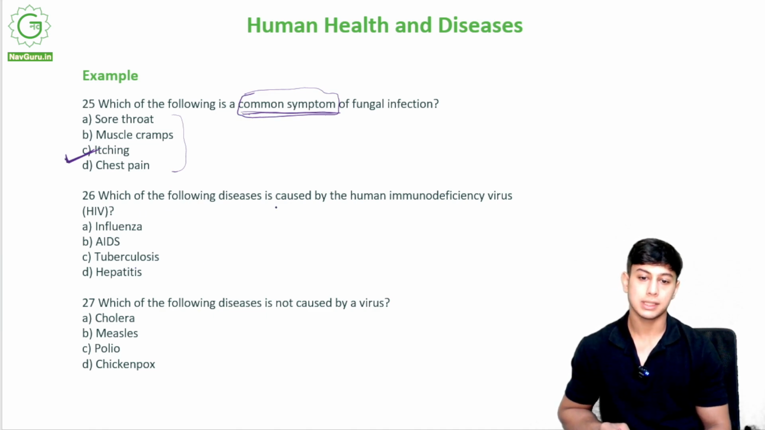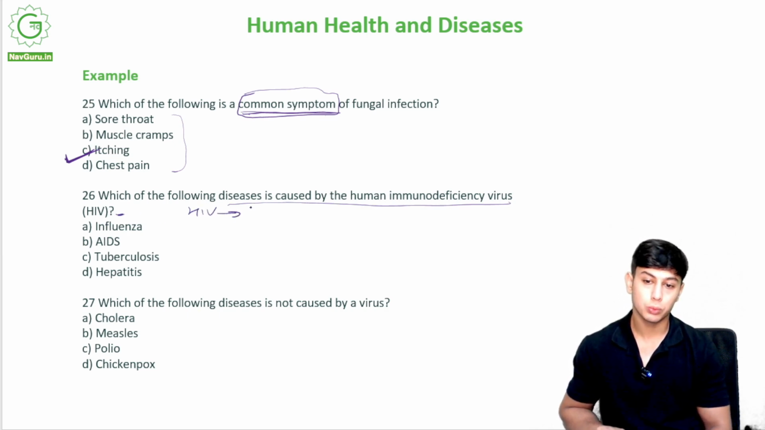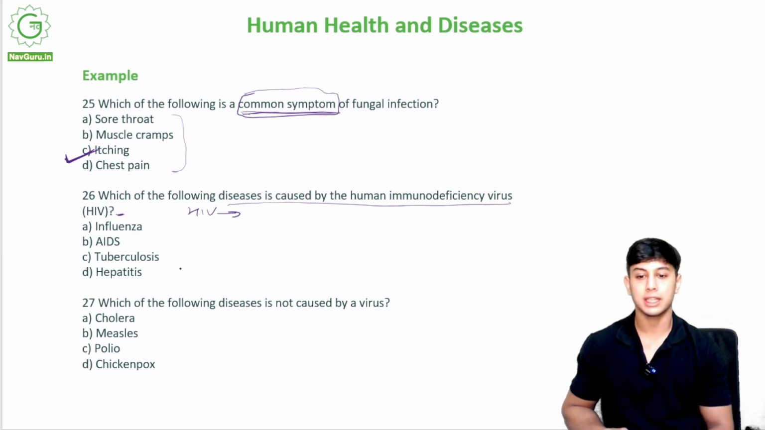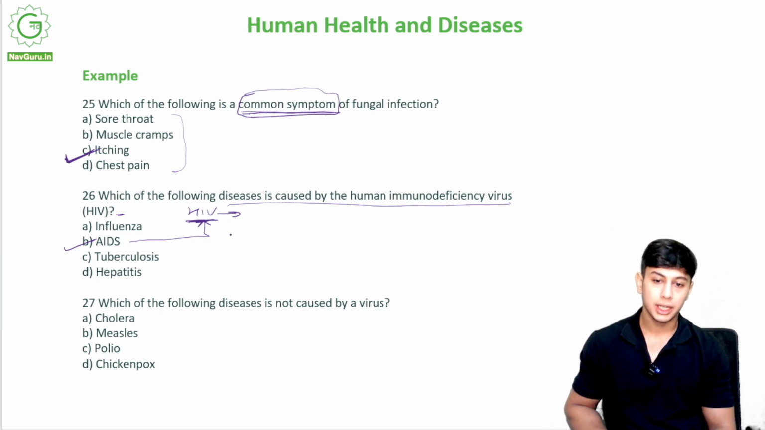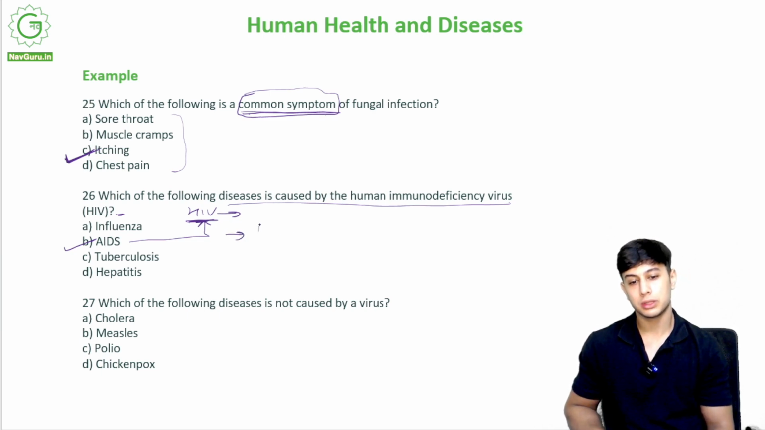Which of the following diseases is caused by human immunodeficiency virus? I told you in the lecture what causes the HIV virus. Is it influenza? Is it AIDS? Is it tuberculosis? Is it hepatitis? The correct option is B, AIDS. AIDS is a disease caused by the human immunodeficiency virus, and in this your body loses immunity.